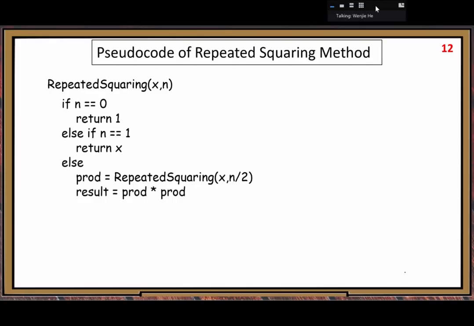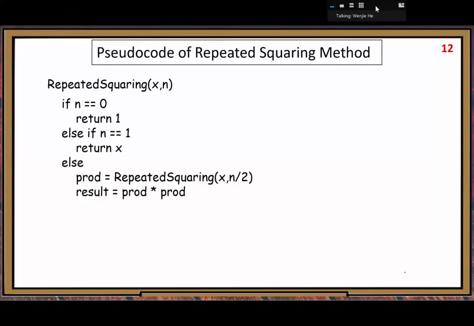Next, we calculate the square of this product. Prod times prod, square, right? Square of this temporary variable, store it in result. Now, let's think about it: does this result variable contain the final result of this function or not? We need to think about this. Not quite. Sometimes it contains the final result, sometimes it does not.